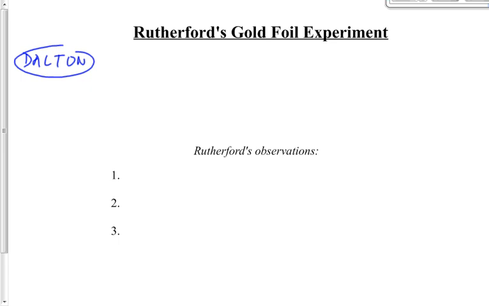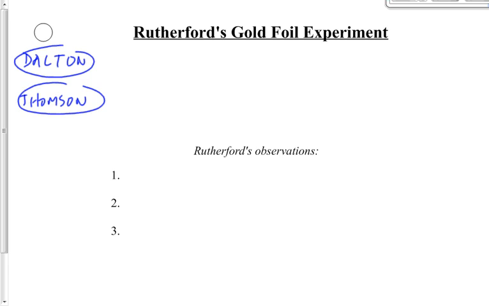And then we went to Thomson, which was the plum pudding model of the atom. The electrons are the tiny little negative particles. They float around in the sea of positive charge. Didn't know anything about protons or neutrons at that point, but at least we knew about the existence of subatomic particles. Things could be smaller than the atom. The electrons. And then we go to Rutherford.